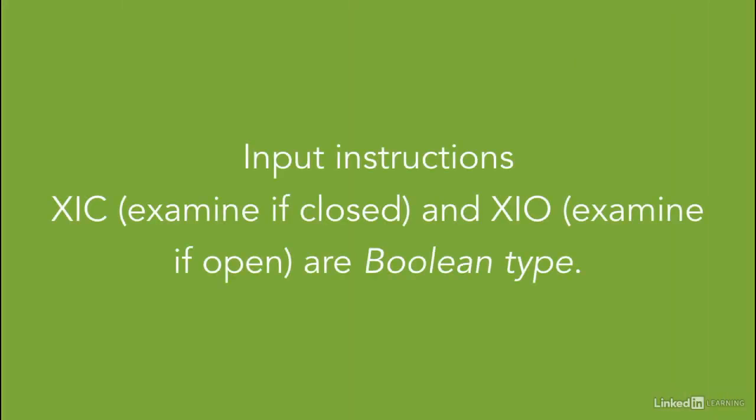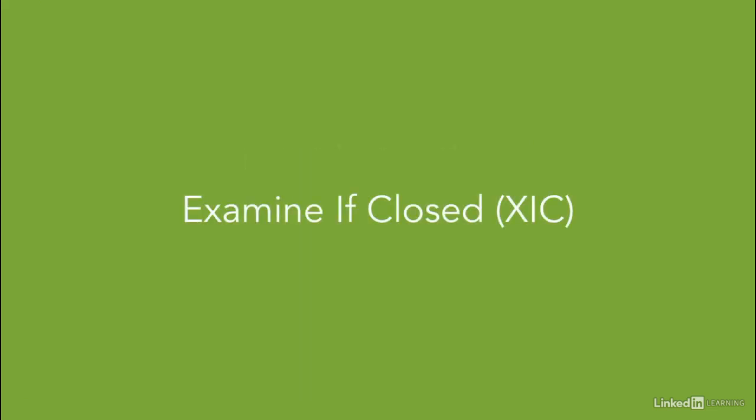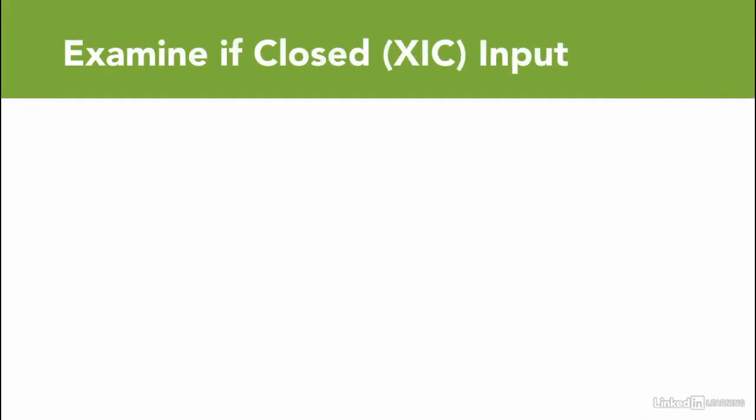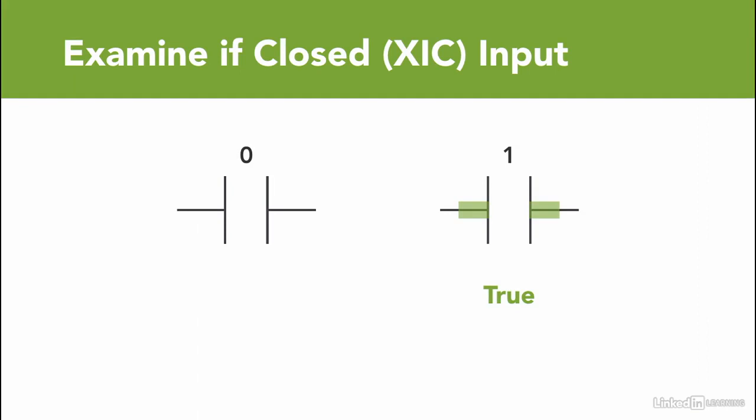The two input instructions, XIC, examine if closed, and XIO, examine if open, are Boolean type, which means either on or off, 0 and 1, and we refer to it as the logic state. In the case of examine if closed, XIC, the instruction is highlighted when the memory location associated with it is 1. Usually in many software, a green highlight is a representation that the logic state is true.